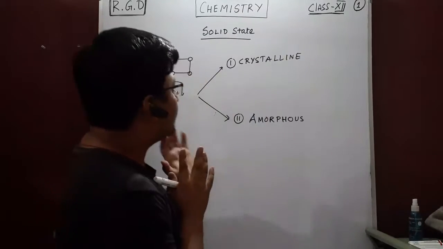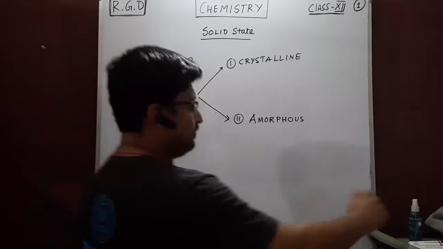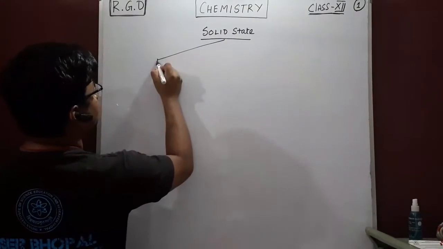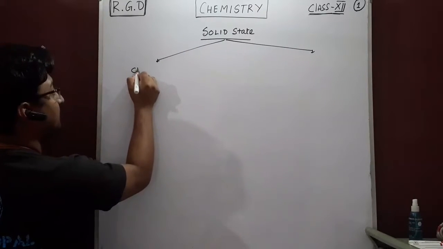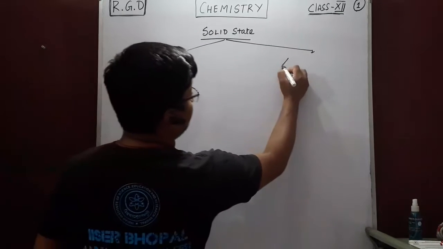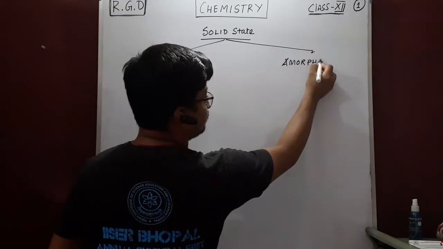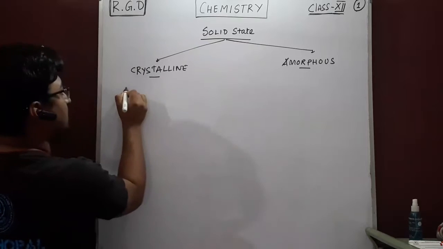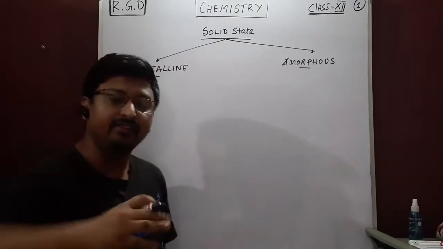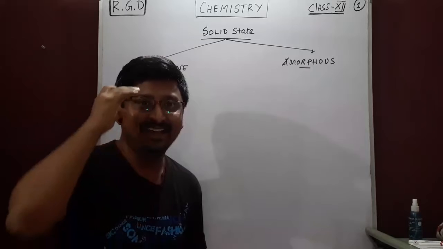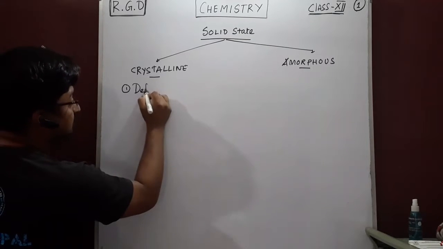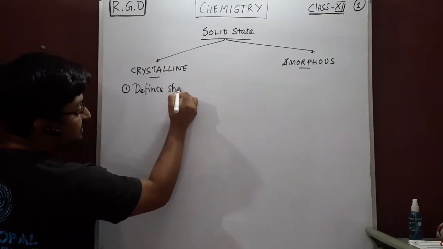Number one, in case of crystalline substances, better I write it this way. The solid state we define into two parts, crystalline and amorphous. So number one, in the crystalline state, when I say crystal, you will think of diamond, ice. So what do they have? They have a definite shape and size.